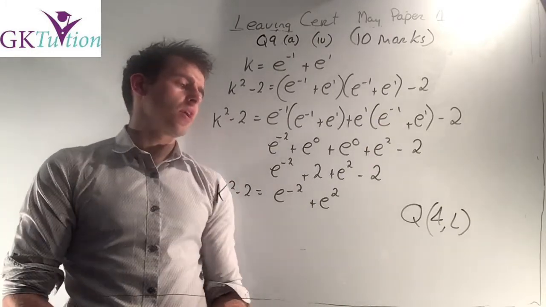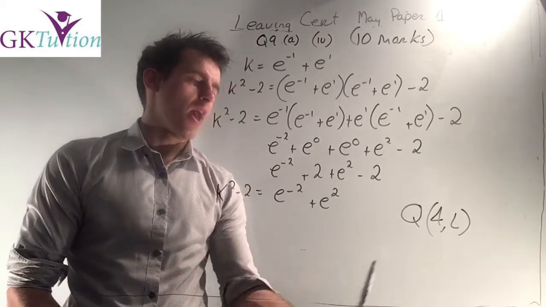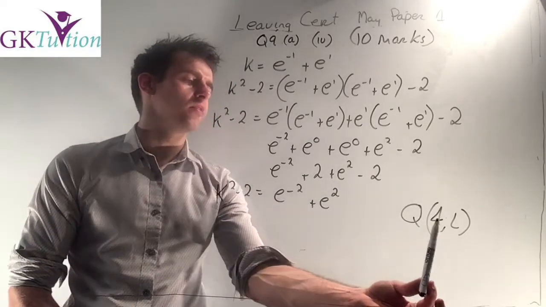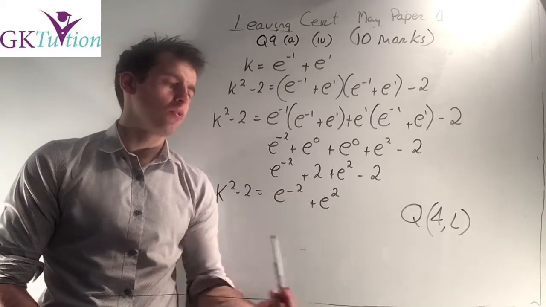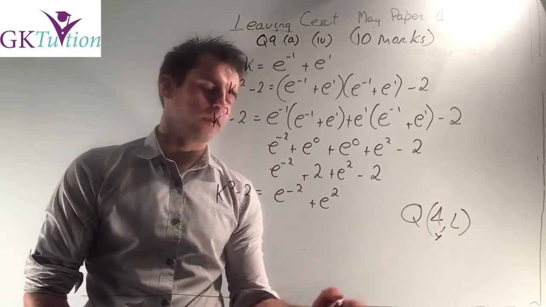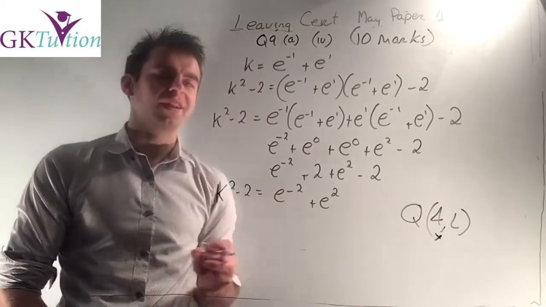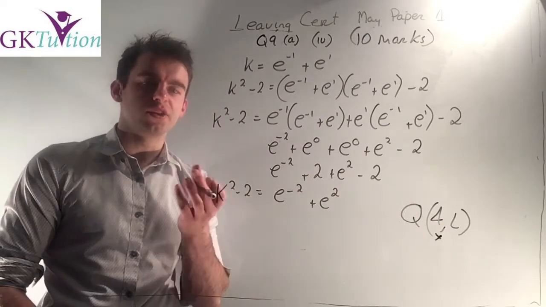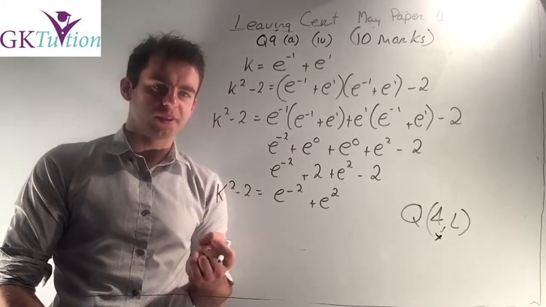In the next bit of the question, they've asked me to find L. L is the y-coordinate of the point Q. In order for me to find L, I'm going to have to sub in x is equal to 4. But they've asked me to prove that L is k squared minus 2. So before I even try and find L, I should try and figure out what is k squared minus 2.